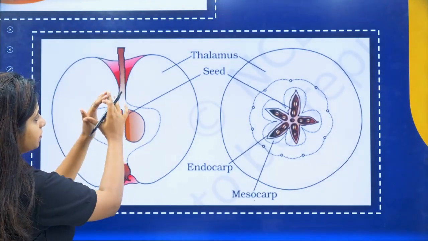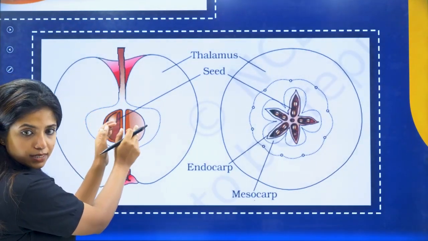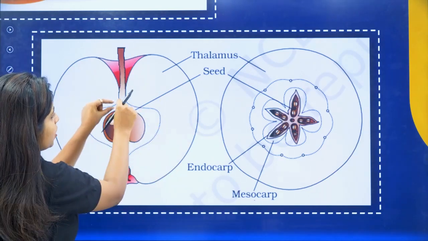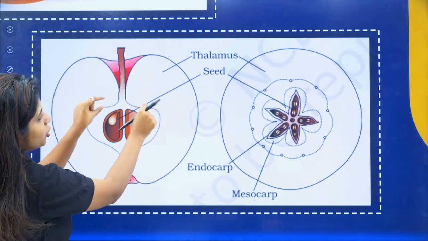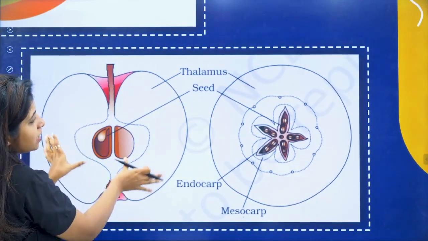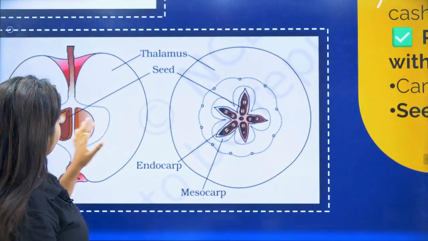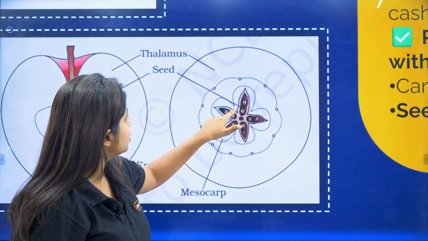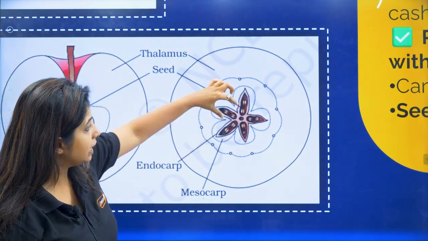So my dear children, this is the seed. I am telling you, this whole part is not the ovary. Instead, only this part that you see is the ovary. This whole part that you see is actually the thalamus. So if you cut that open and see from the top, it looks something like this. Your seed and everything is there.